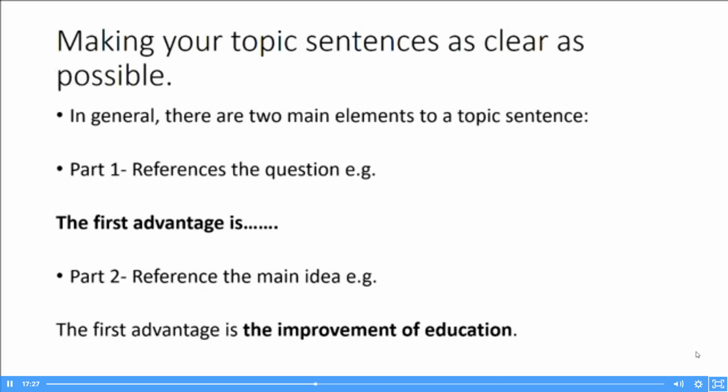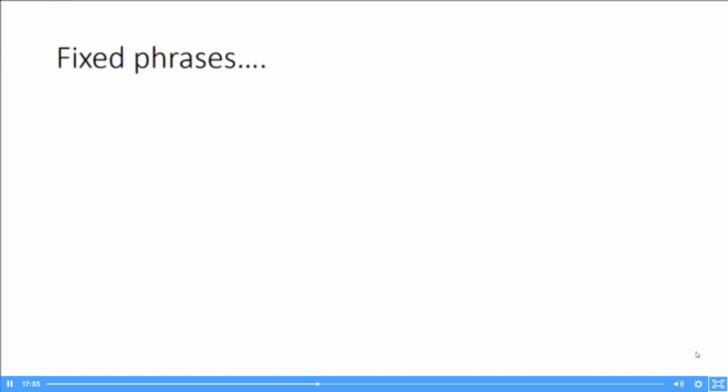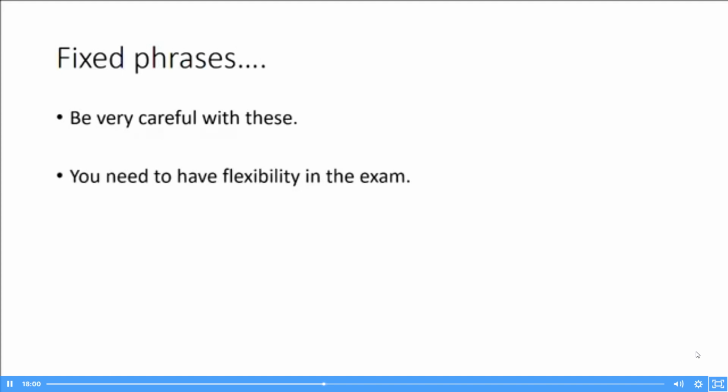So, fixed phrases. Be very, very careful with these fixed phrases. I know that they seem as if they will really help you and all you have to do is memorize them. Just memorize some phrases and put those into your essay. And it's an easy thing to do and it will help you a lot. But please do be very careful with these. You need to have flexibility in the exam. If you just memorize lots and lots of fixed phrases, you are not thinking for yourself. You're thinking kind of like a machine. Machines are not very good with flexibility and dealing with complex questions. You do not want to go into the exam with just fixed phrases. So be very careful.